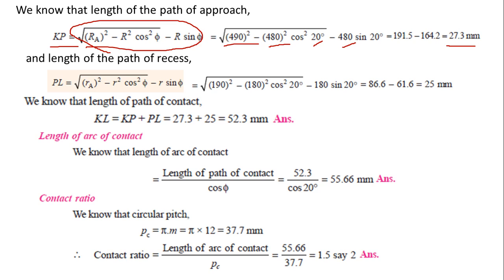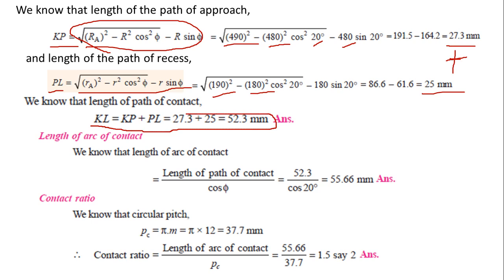Then the length of path of recess, PL, same way. It is the same formula just with small letters, small r: the square root of RA square minus r square cos square phi, minus r sin phi. Substitute all these values for the small r, and you get 25 mm. Now add both: KL is nothing but KP plus PL. The addition gives the path of contact, 52.3.